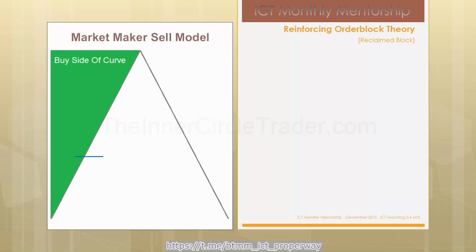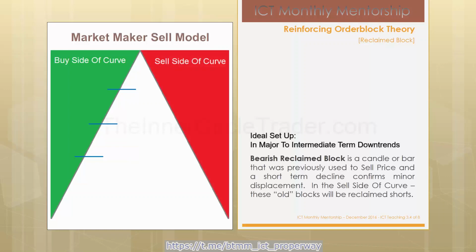Every up candle that sees a displacement or a short-term decline confirms that there are hedging underway. That means that they're selling short early and market makers are selling into these rallies. When we get to the sell side of the curve, every single time we see the market trade back up into an up candle or bullish candle right before the down move during the buy side of the curve, that bearish order block is going to be reclaimed, and you can take that as a new short.